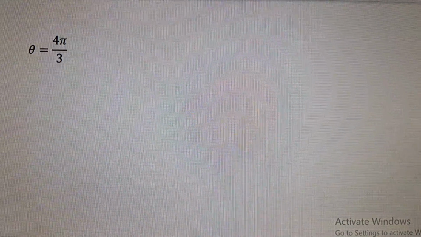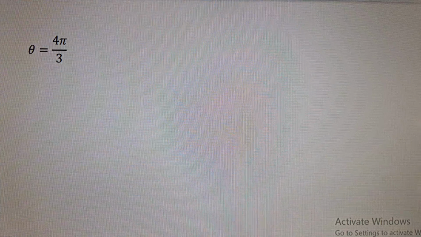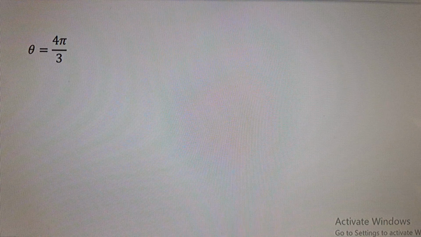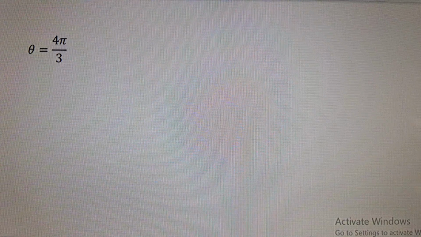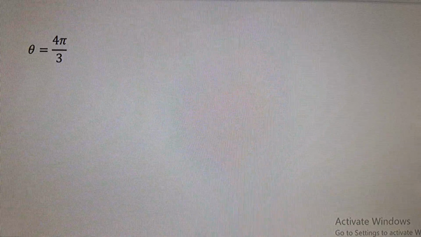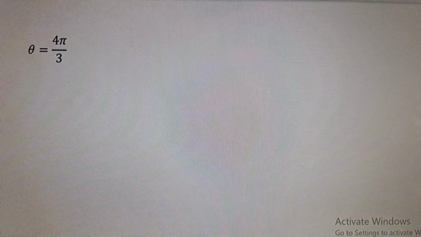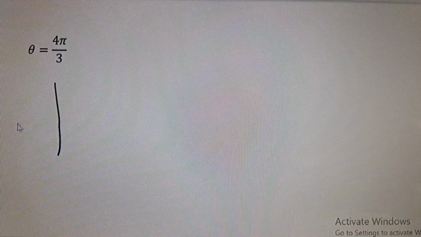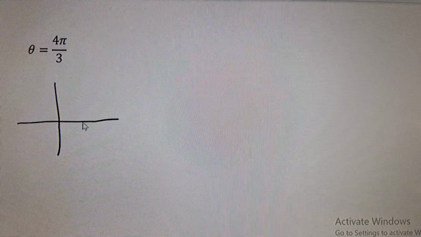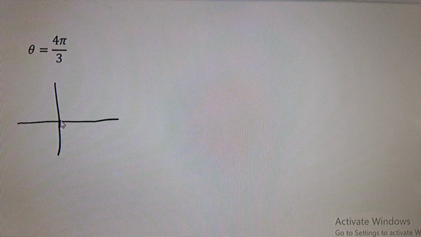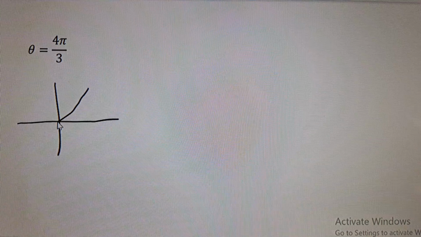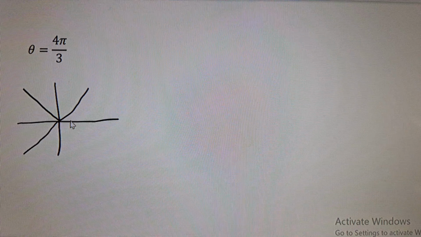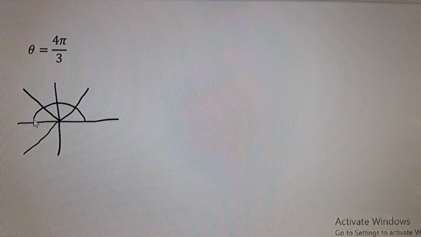Four pi over 3. Take a look, pause the video, go ahead, solve the problem, and let's see if we have the same answer. Where is 4 pi over 3? Well, we have 4 pi over 3 right over here.